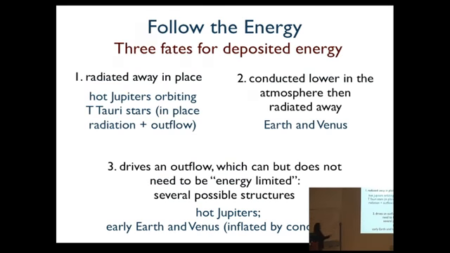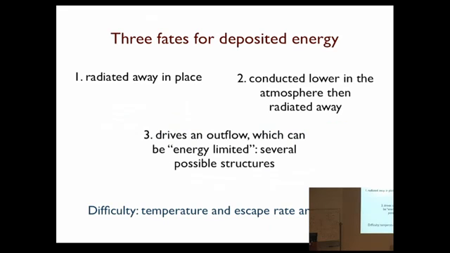Or it can drive an outflow, which may or may not be energy limited, as for hot Jupiters or the early Earth and Venus inflated by conduction. So why isn't it easy to just calculate this? The reason is that the temperature and the escape rate are coupled in your atmosphere. As you're outflowing your atmosphere, you're doing work on it, so you're changing its temperature. So if you want to calculate your outflow rate, you don't know your temperature to begin with.